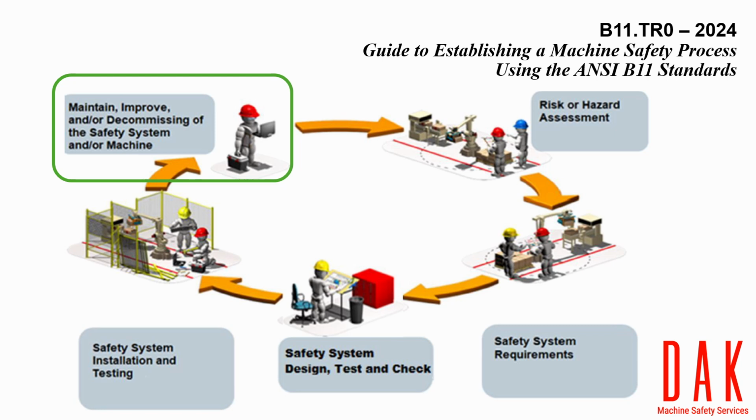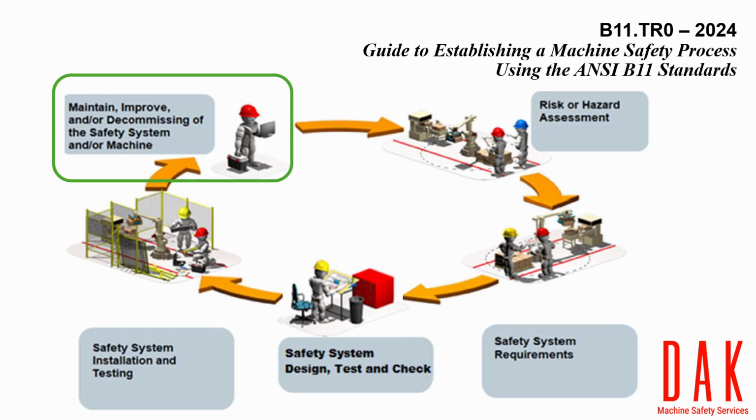Maintaining, improving, and/or decommissioning of the safety system and/or machine. Once a machine has been delivered, the safety process continues with operating, maintaining, and where necessary, improving the machine to help ensure the safety of personnel. A periodic check on the safety system to ensure it is operating as designed may be required. Guidance for the inspection of risk reduction measures, including engagement of the top management and the PDCA process for improving safety culture, can be found in B11.TR0, Guide to inspection of risk reduction measures.